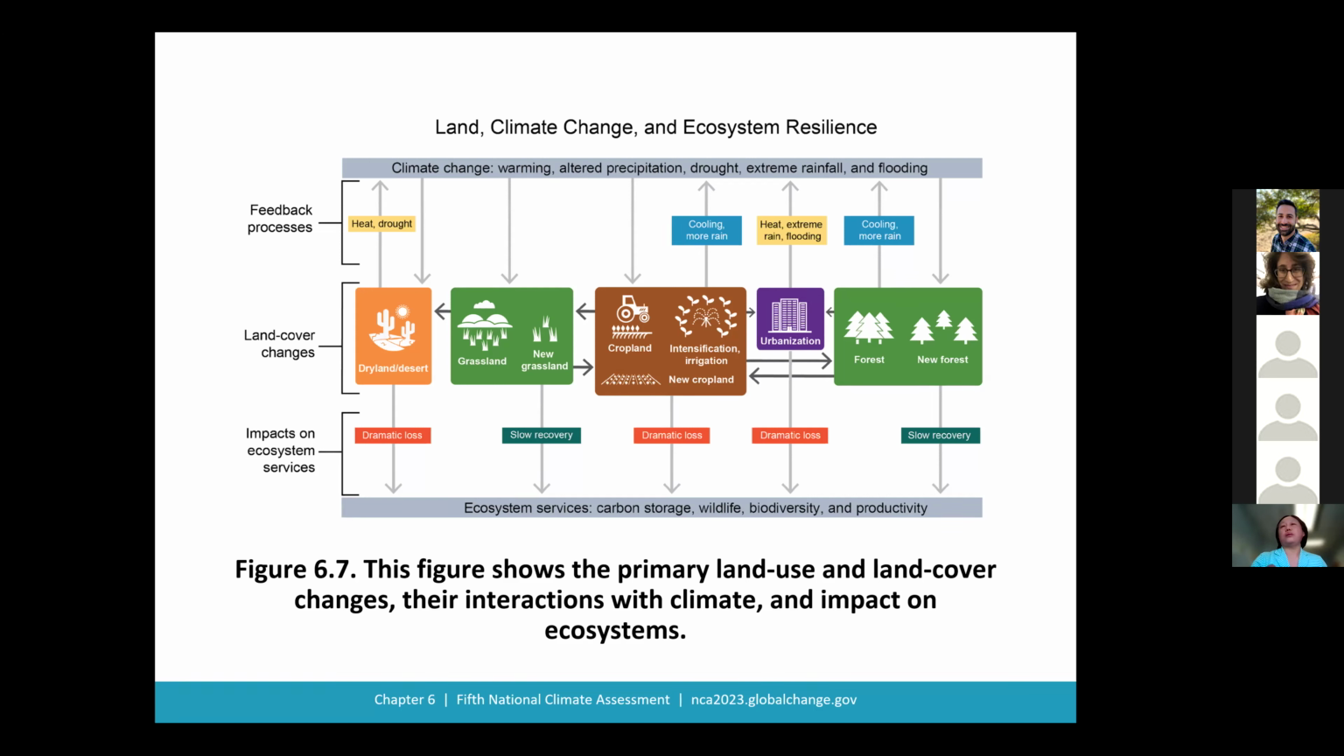And in terms of the new forest, when we lose forest it is an abrupt loss of ecosystem service, but when we gain the new forest, for example, as a result of agricultural abandonment, there is going to be a very slow recovery process of the ecosystem service that you expect from the forest.